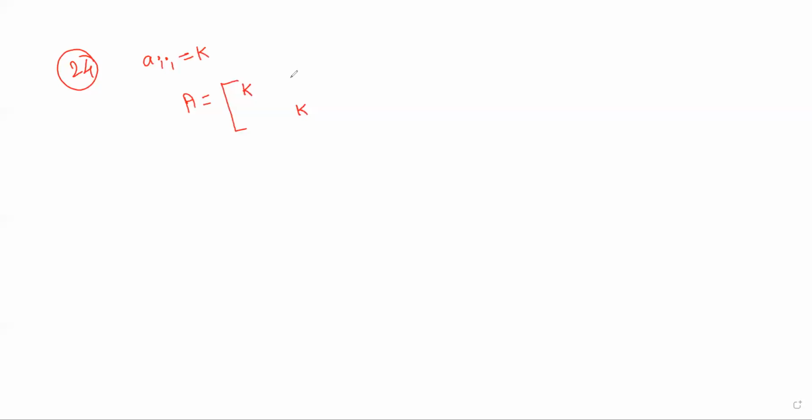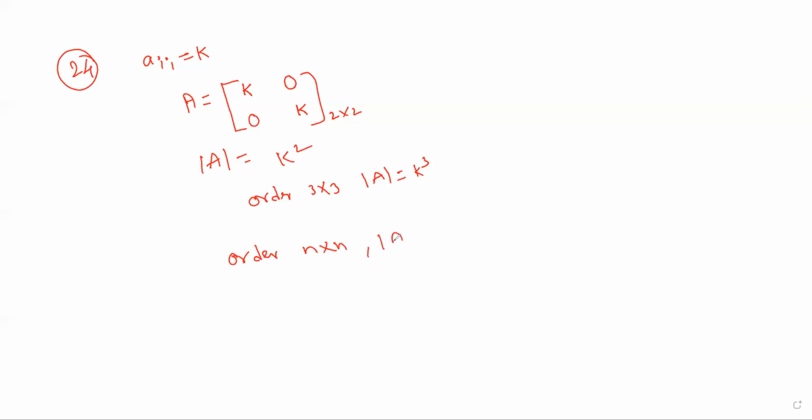Non-diagonal elements must be taken as 0. What determinant of A will we get for a 2 by 2 matrix? K square. Order 2, we got K power 2. For example, a third order matrix, if order 3 by 3, then the determinant of A clearly is K cube. Similarly, if the order is n by n, then the determinant of A is K power n. That is, option D is the correct one.